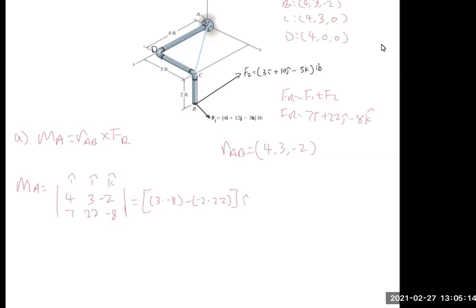That's for I, and then for J, this is J. For J, its coefficient is always a negative, so it's not positive. For J, I know that is 4 multiplied by -8 minus -2 multiplied by 7, plus, okay, 4 multiplied by 22 minus 3 multiplied by 7.